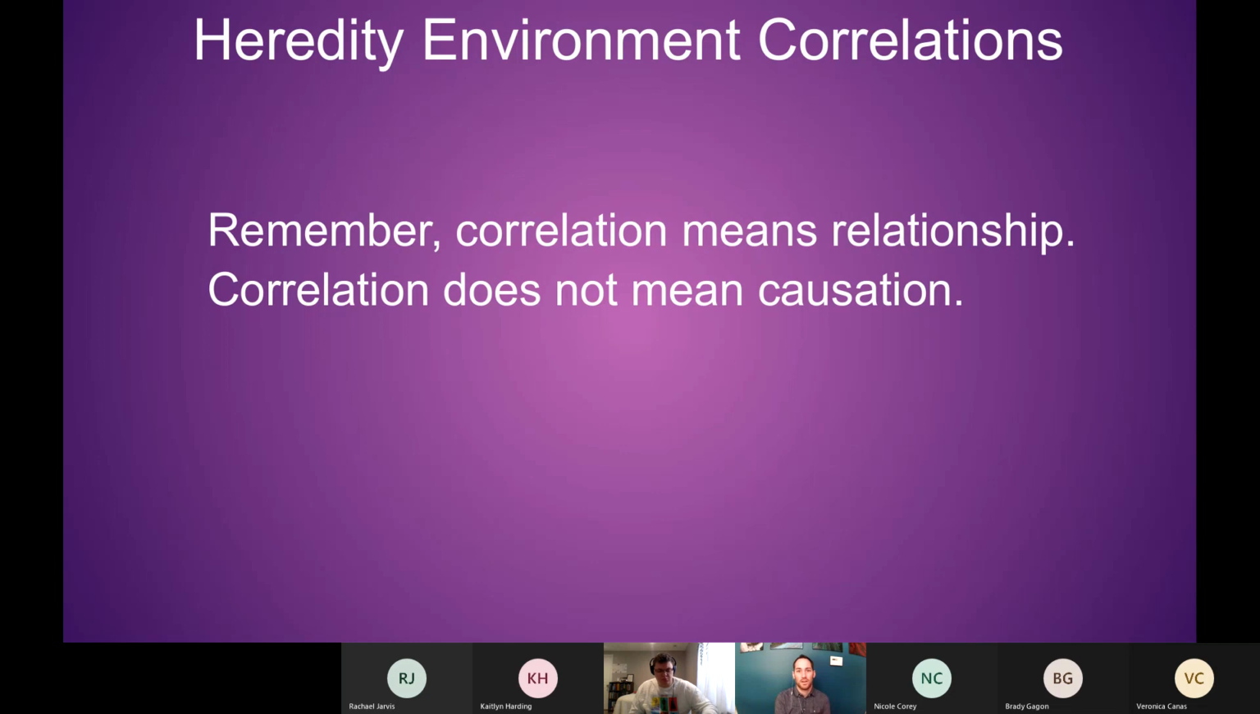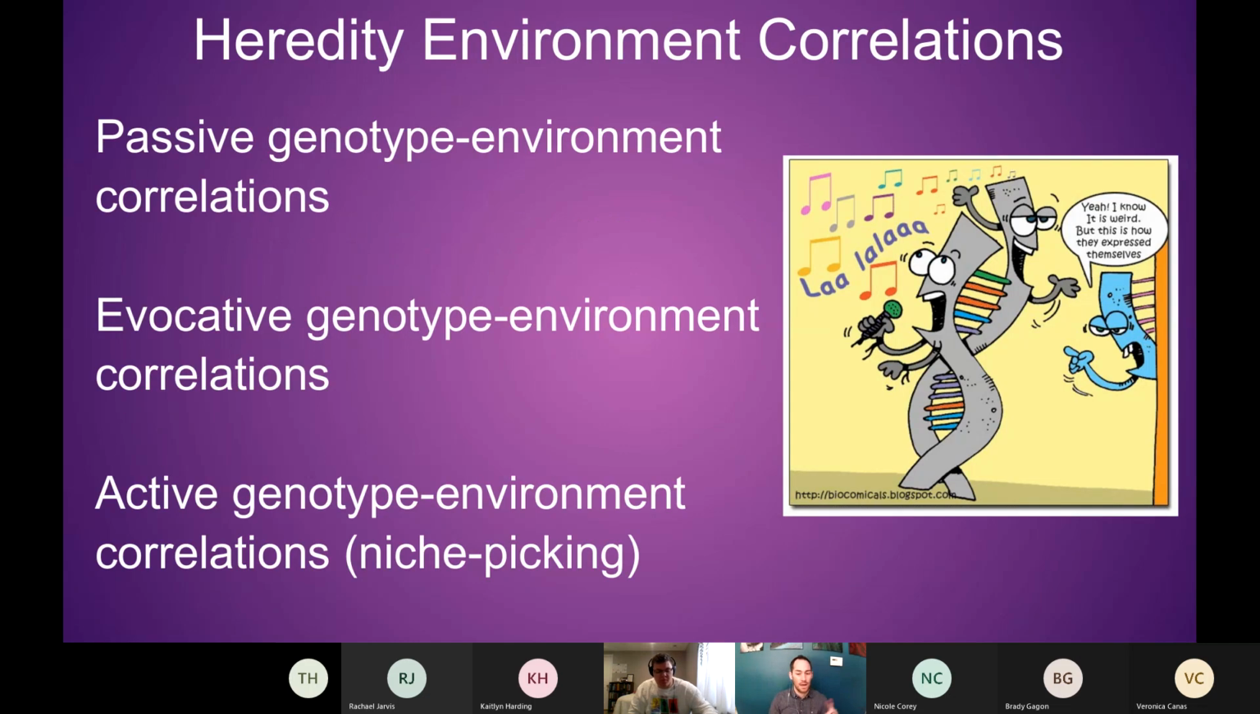But again, you would need to determine that there are not other environmental causes leading to both of these things. So correlation does not mean causation. If something is a causal relationship, it will have a correlation too, but just because it's correlated does not mean that one is causing the other.